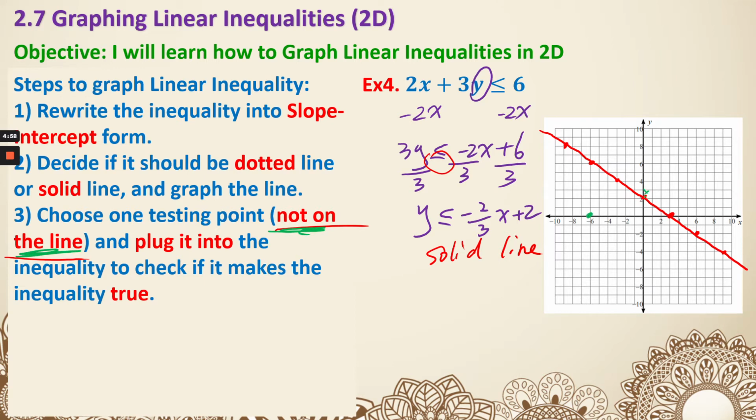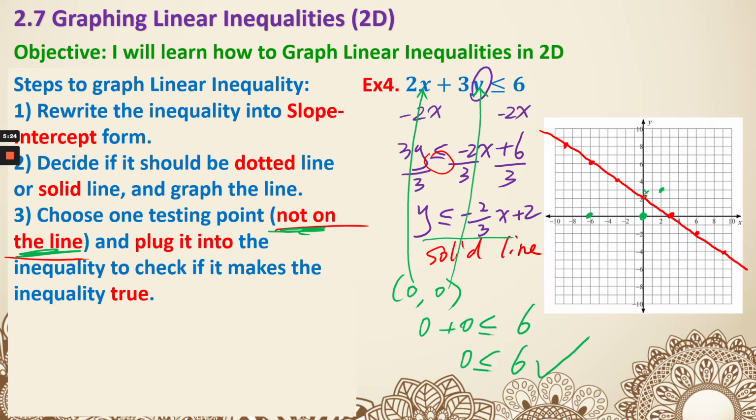So you can choose, say, negative 6, 0, or you can choose, say, 2, 3, or you can choose the easy one, which is actually 0, 0. That's probably the easiest, because when you plug things in, you just get a bunch of zeros. And you can choose to plug into the original one, or you can plug into this one, either one. So if you plug into the original one, that's 0 plus 0 less than or equal to 6, which means 0 is less than or equal to 6.